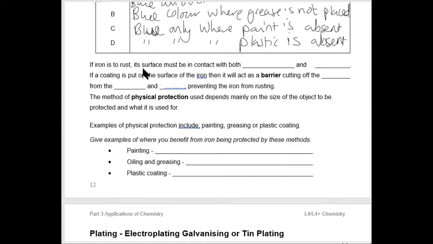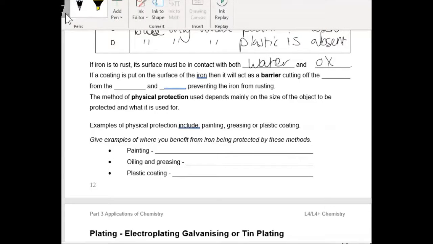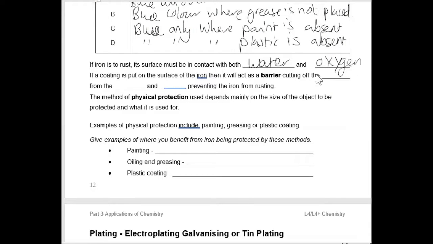If iron is to rust, the surface must be in contact with both water and oxygen. If a coating is put on the surface of the iron, it will act as a barrier, cutting off the water. I've made a mistake there, I'll fix that. Let's rub that out. So that's oxygen. Alright, so if a coating is put on the surface of the iron, then it will act as a barrier, cutting off the iron from the water and oxygen, preventing the iron from rusting.